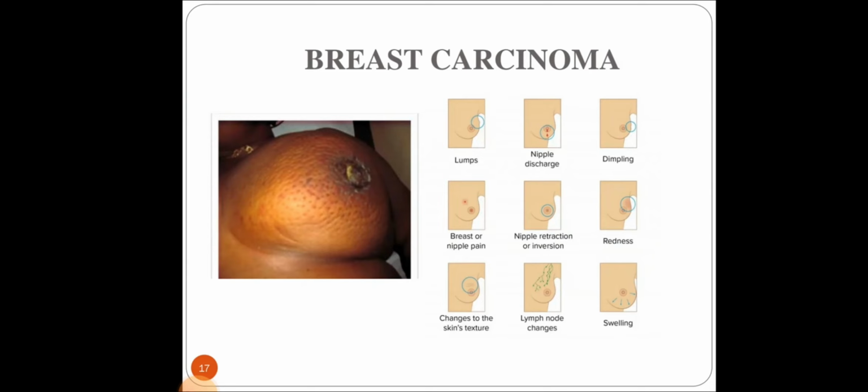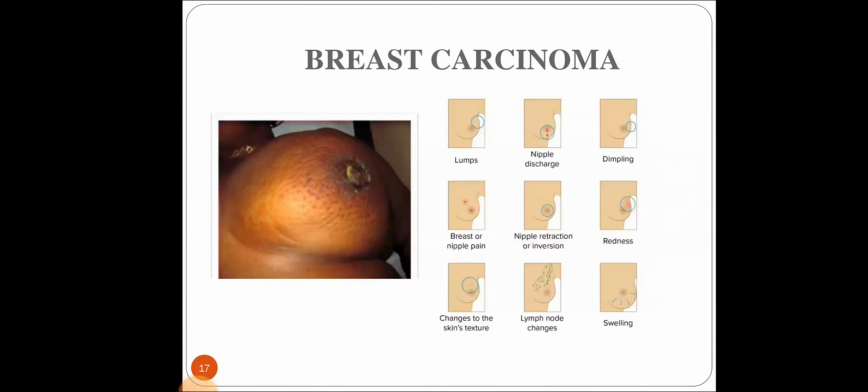And next thing is chemotherapy. Chemotherapy is indicated in premenopausal patients where the lymph nodes are positive in axilla. In that condition, chemotherapy is indicated. We have heard about 5-fluorouracil, cyclophosphamide. These are the drugs which can be used.